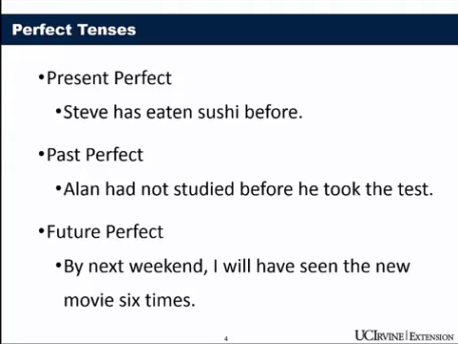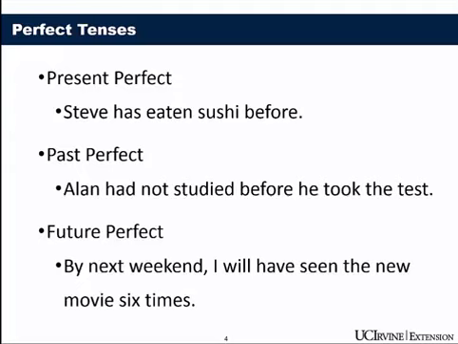To make the present perfect, we need two parts of the verb. We need the present tense of have, and if it's singular, we use has. And we need a past participle. The past participle of eat is eaten.